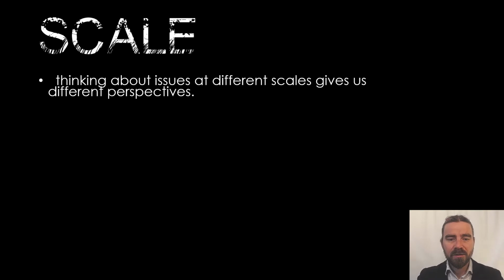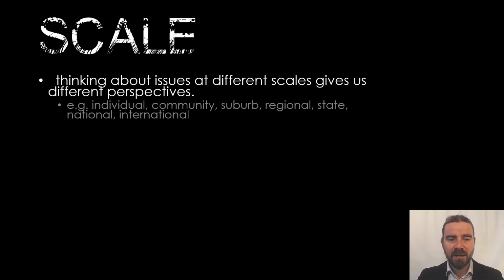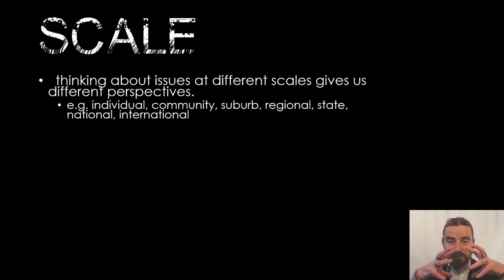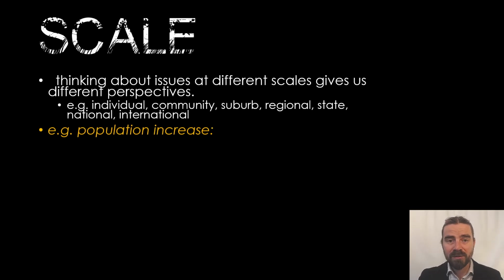The next one is scale, and that is how you're thinking about a geography issue changes based on whether you're looking at it close up or far away. So it's thinking at different perspectives, and the different scales you can think of, like the individual, the community, the suburb, the region, the state, national, international. How you think about something makes quite a big difference depending on the scale that you think about it in. For example, let's take population increase and look at the different scales, right?